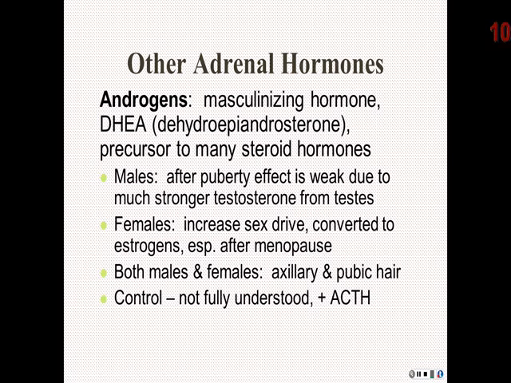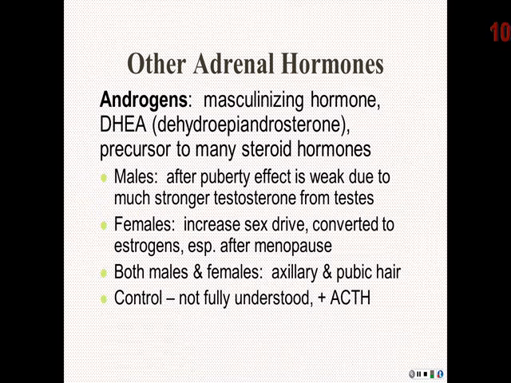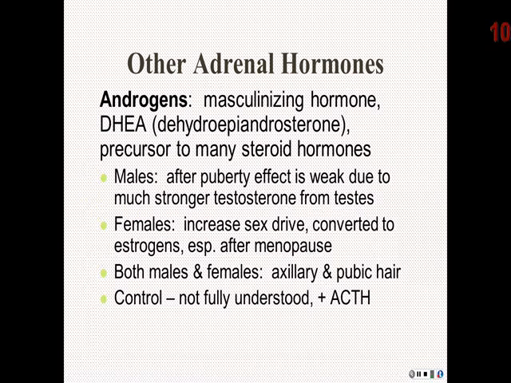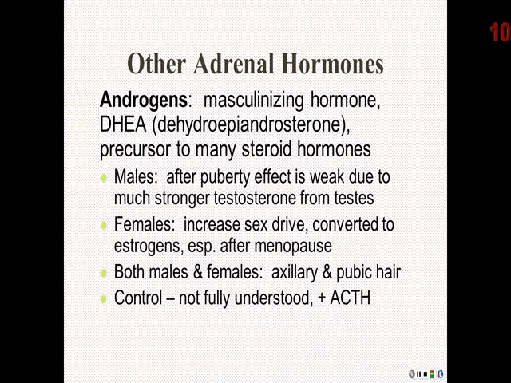The androgens are masculinizing sex hormones released by the adrenal cortex. The androgens are derived from DHEA, or dehydroepiandrosterone, which is a precursor to many of the steroid hormones. The effects are more noticeable in females than males due to the large amounts of testosterone in males from the testes. These are responsible for the sex drive and some secondary sex characteristics such as axillary and pubic hair.